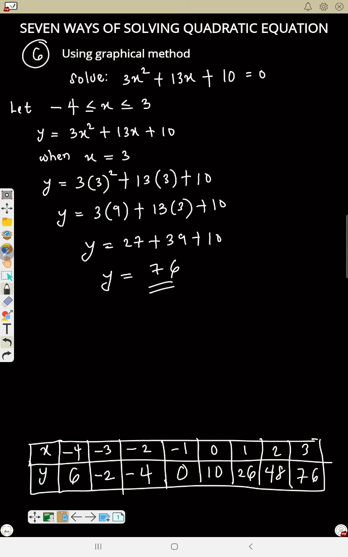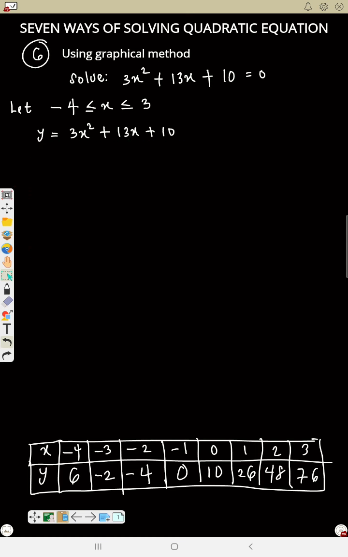Now we have formed the table. So it's this table we will use to plot the graph. But now this is one way we can find the table. So now let's form the table in another way, still using the graphical method, because we can get this table in another way.